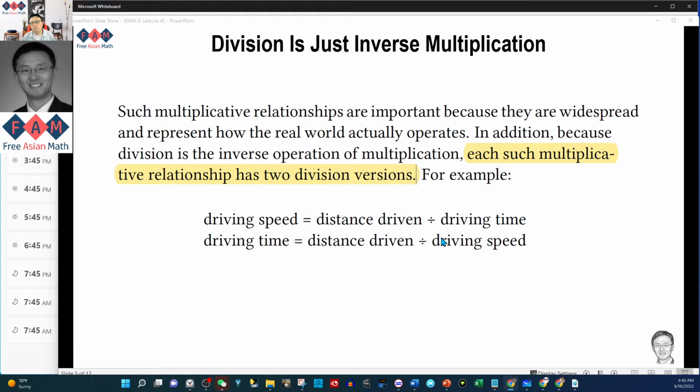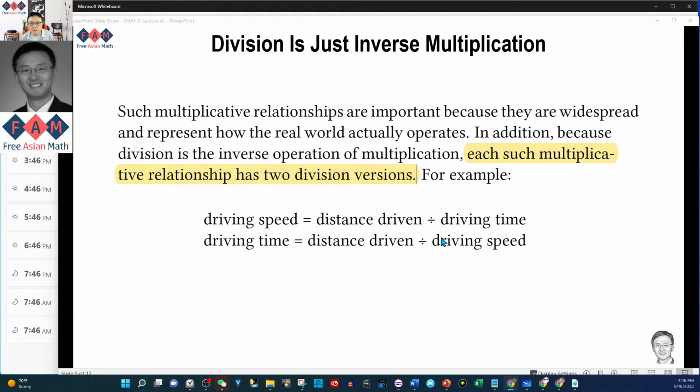Because we know in multiplication you have three quantities, and there's a multiplication right there, then you actually can get two divisions based on one single multiplication. This is because a division is actually just another name for the multiplication. Or to be mathematically accurate, we call that the inverse of a multiplication. So we can illustrate by examples.